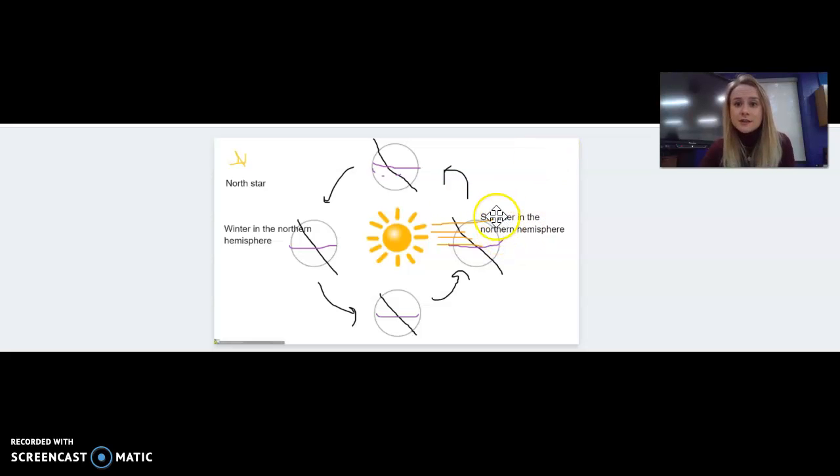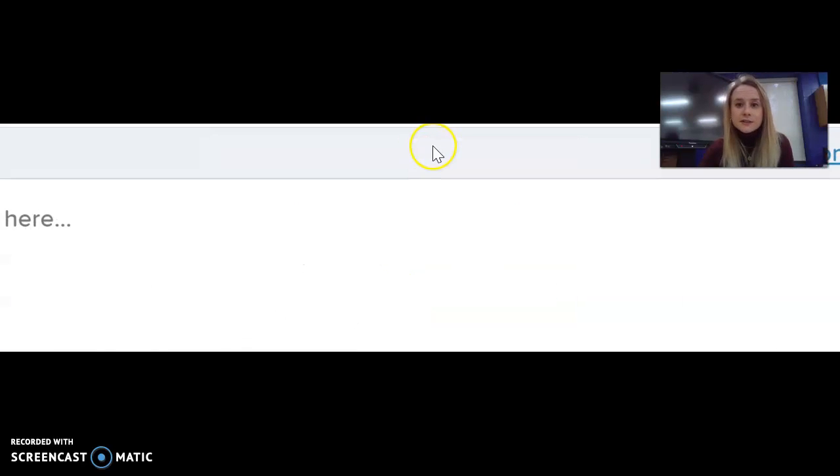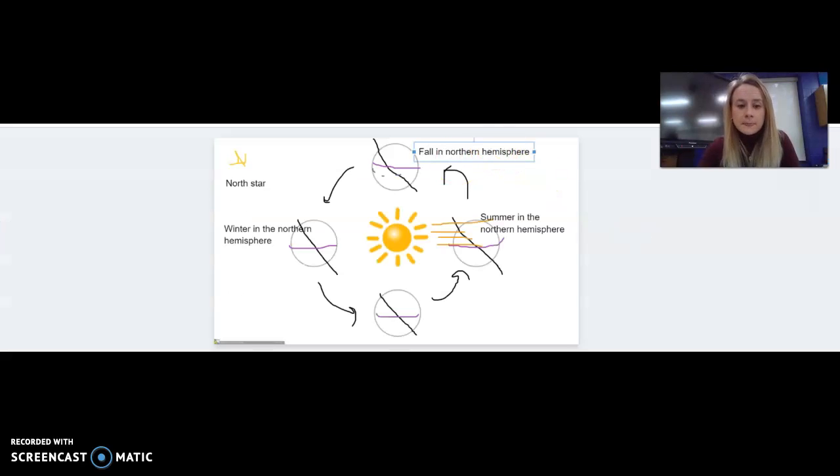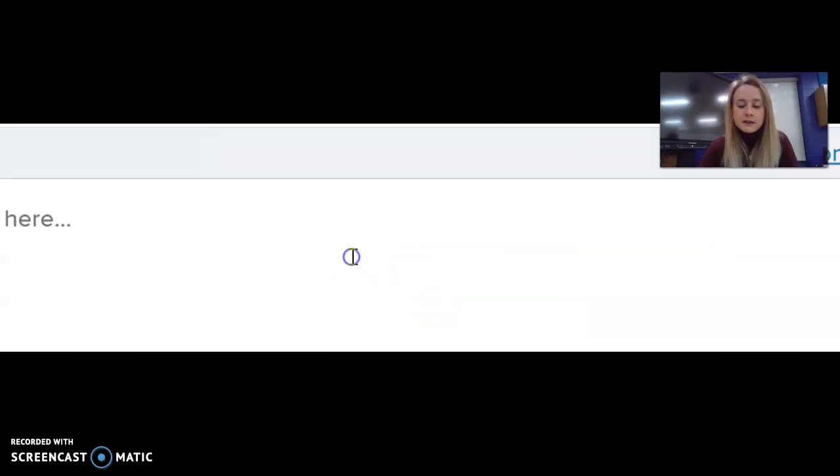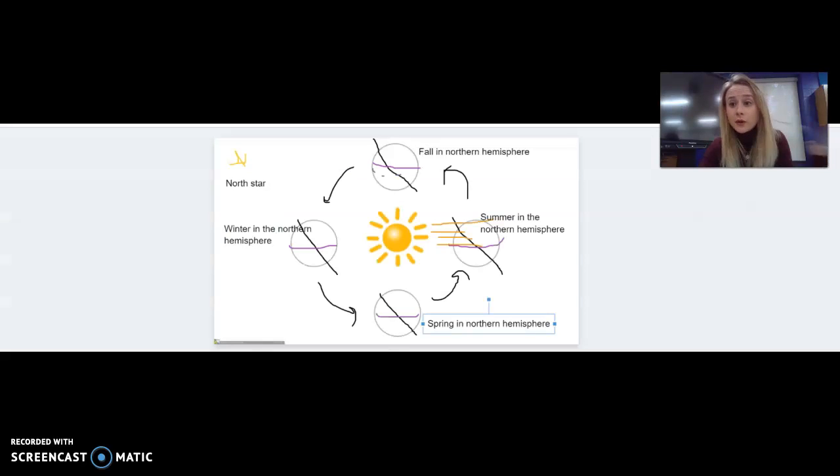So to determine which one it is, because they look the same, you have to figure out which season comes before and after. Because Earth is moving counterclockwise, if this is summer, the next season is fall, then winter, then spring. So that's how I can figure that out. And of course we're just talking about the northern hemisphere. And this one is spring in the northern hemisphere. And of course if it's spring in the northern hemisphere, what season is it in the southern hemisphere? It is fall.